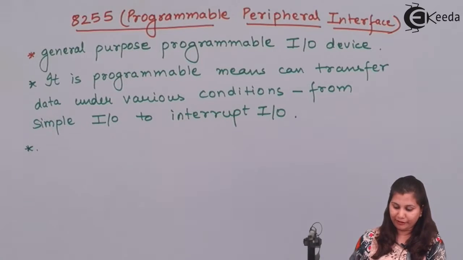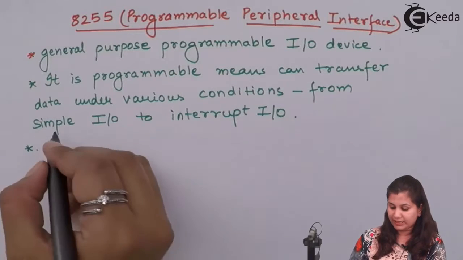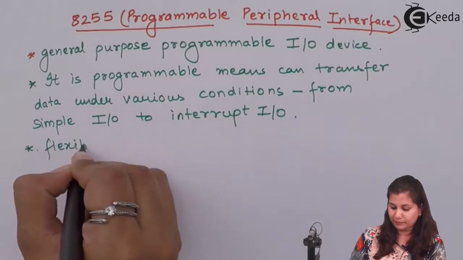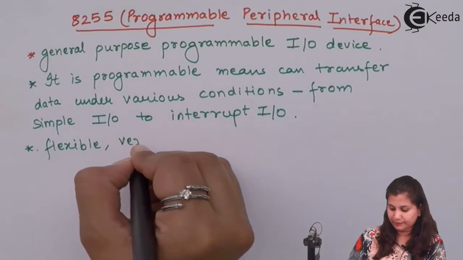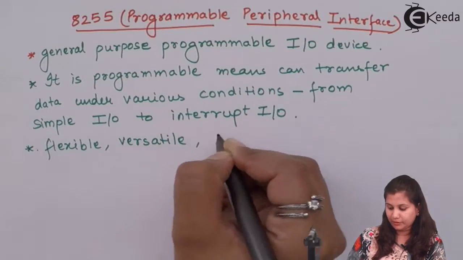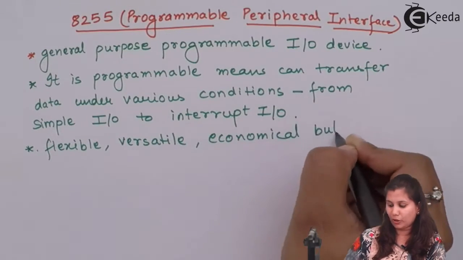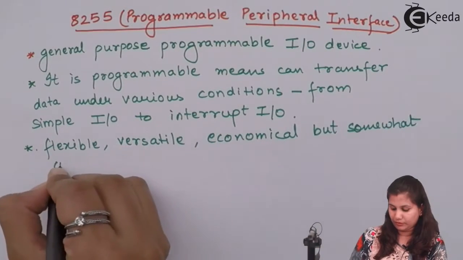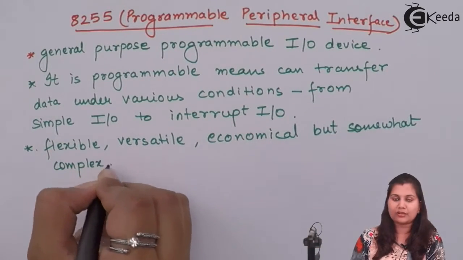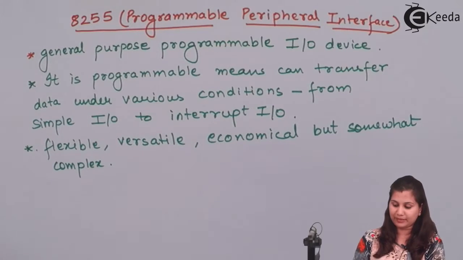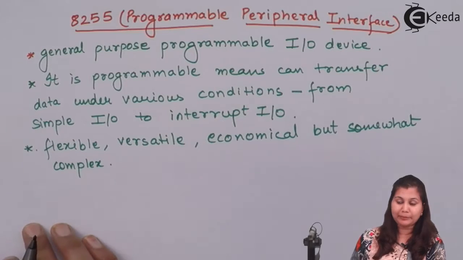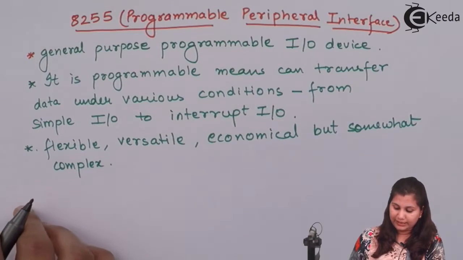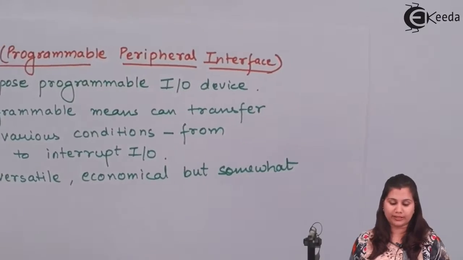Now this 8255 is very flexible, it is versatile, and it's very economical, but its circuitry is somewhat complex. So we can say that 8255 is flexible, versatile, economical, but somewhat complex. So these were a few features of the 8255 programmable peripheral interface. Now let's see what the features of this are.